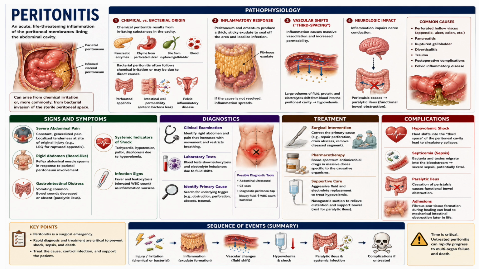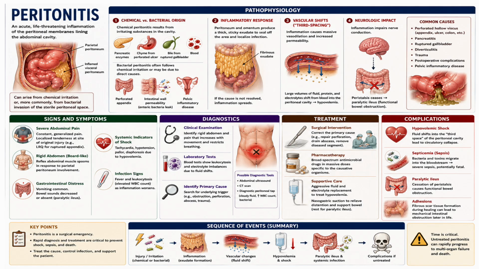Clinically, the presentation is a sudden severe pain characterized by constant generalized abdominal pain and the classic board-like rigid abdomen caused by reflex muscle spasm. Now, as the patient enters hypovolemic shock, they will exhibit tachycardia, hypotension, and pallor. Other systemic signs of infection will include fever and leukocytosis.